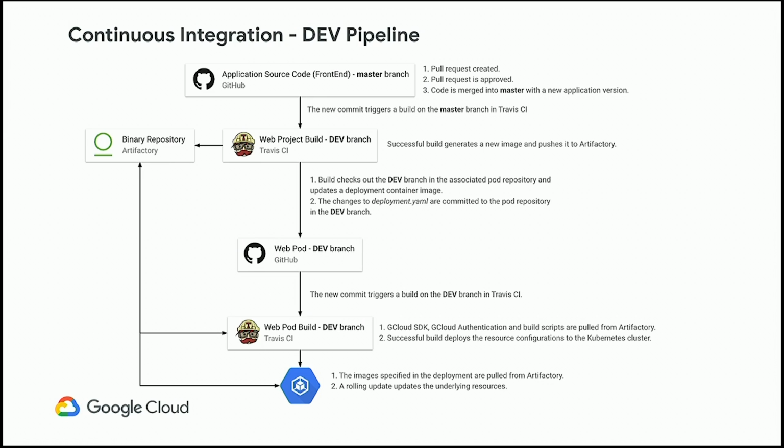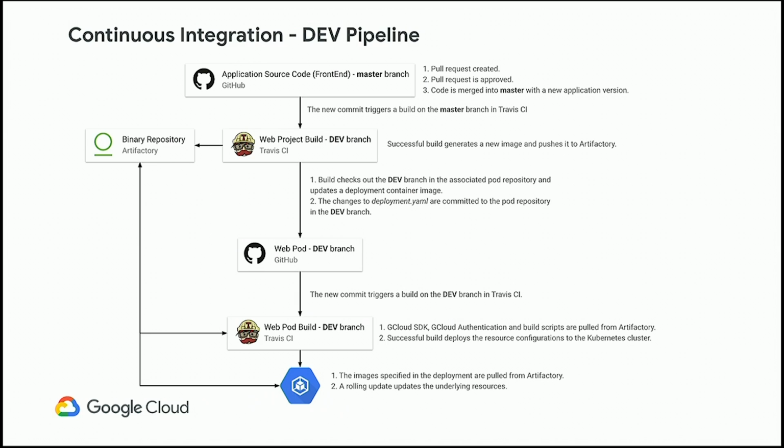For that to work, we have a pull request that's created, reviewed by our team, and approved. Code is then merged into master with a new application version. That new commit triggers a build on the master branch in Travis CI. Then we see Travis CI making the call to successfully build a new image, pushing it into Artifactory.